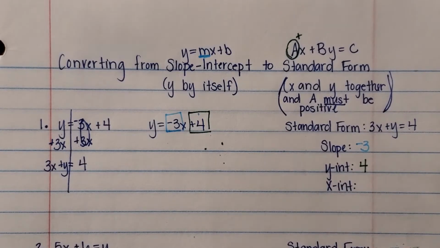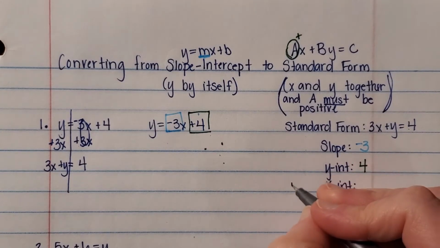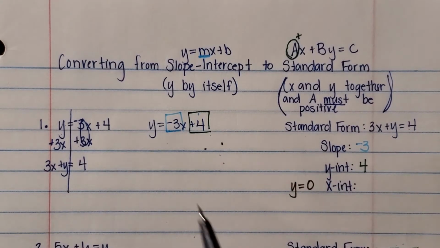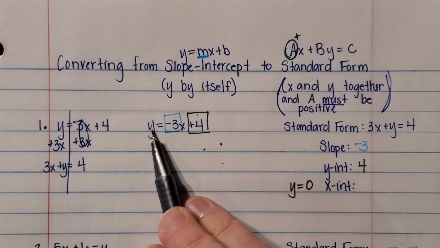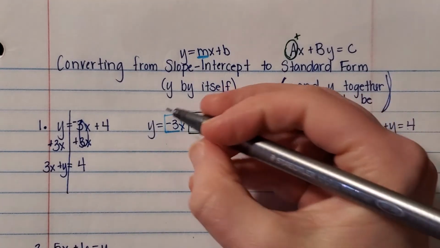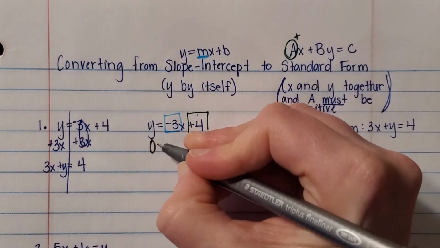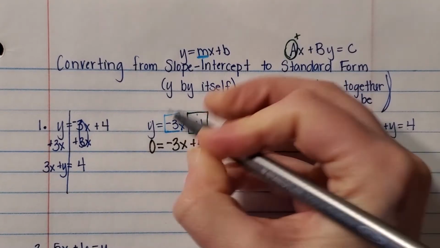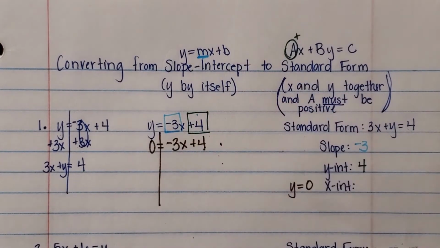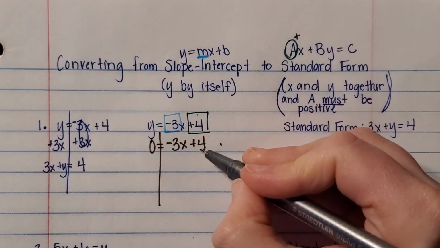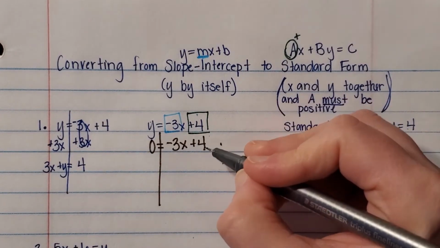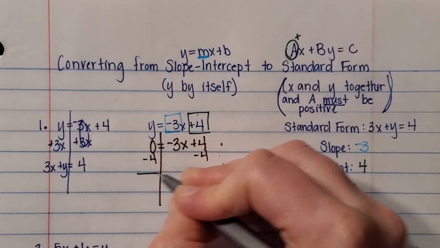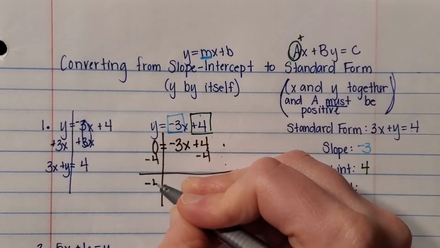All right, just like previously, our x-intercept is always where y equals 0. Let's go ahead and use this equation to help us figure out what x is when y is 0. So y is 0, and I have equals negative 3x plus 4. Draw my line so I can get x all by itself. First thing I need to get rid of is this plus 4. To get rid of a plus 4, we minus 4. 0 minus 4 is negative 4.